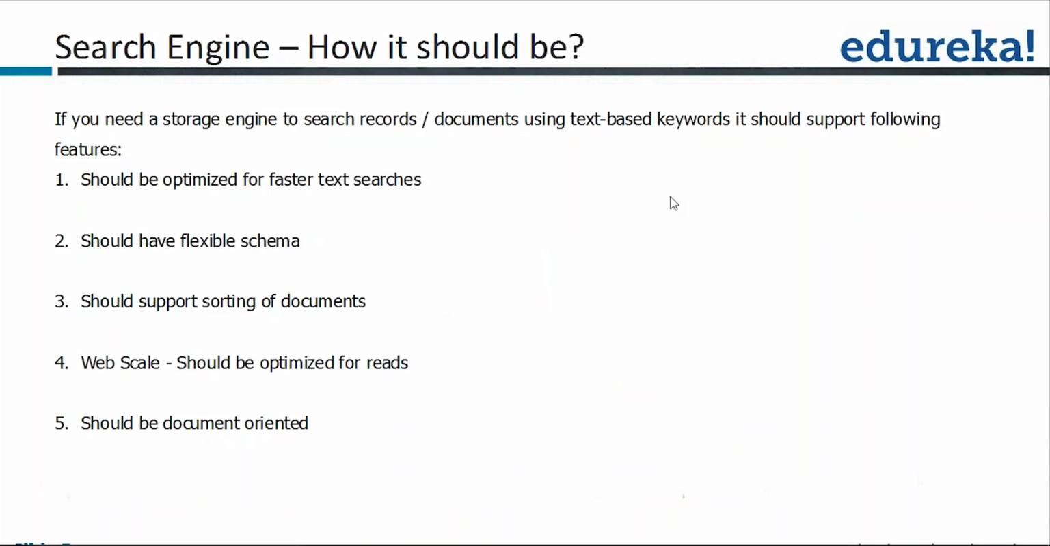Okay, so how exactly should a search engine be? If you need a storage engine to search records or documents based on free text keywords, it should be able to support features like, first of all, it should be optimized for faster text searches. It should be able to support free text, and it should be faster as well.